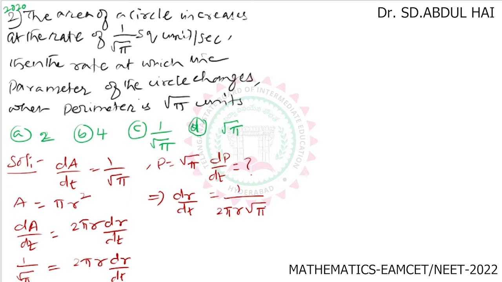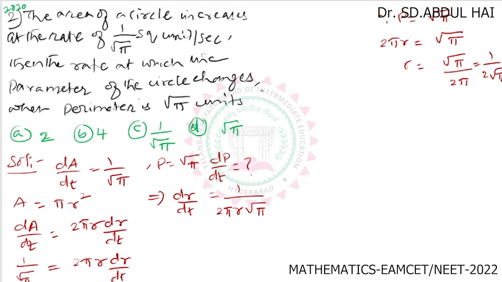Right? Now, basically, what is given? Perimeter is given as root pi. What is perimeter of the circle? It is 2 pi r. 2 pi r is equal to root pi. So with this, I can find the value of r is equal to root pi by 2 pi, which is 1 by 2 root pi, because root a by a is equal to 1 by root a. So the value of r is equal to 1 by 2 root pi.